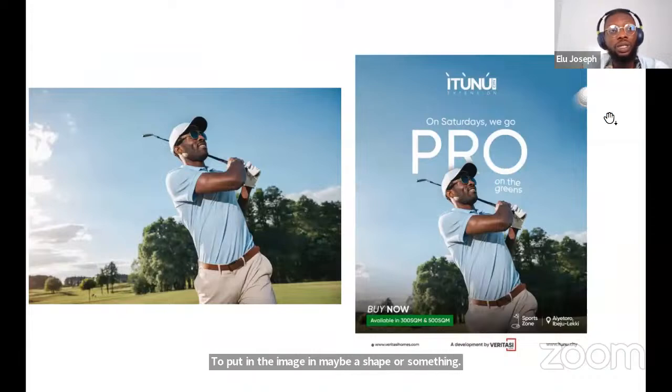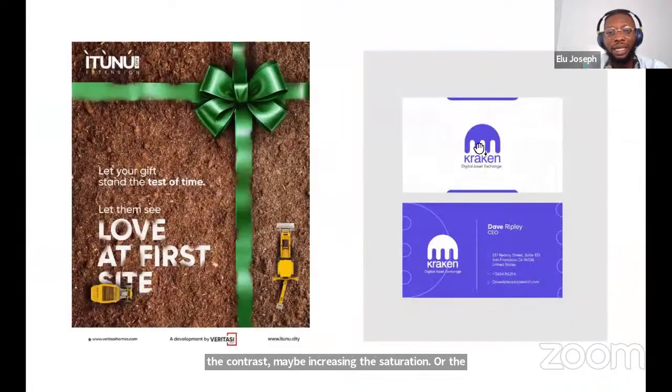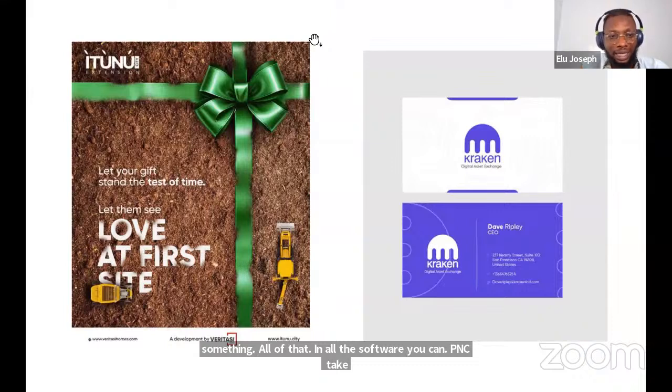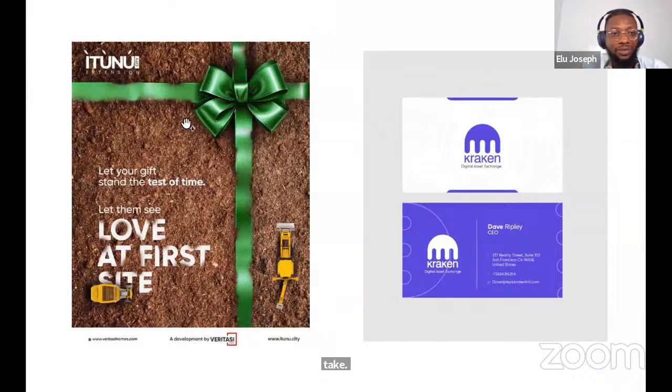It also includes increasing the brightness, increasing the contrast, maybe increasing the saturation or the color. All of that can be edited in all the software. Exactly, I duplicated the key. Very good, very good. I'm glad you saw that.